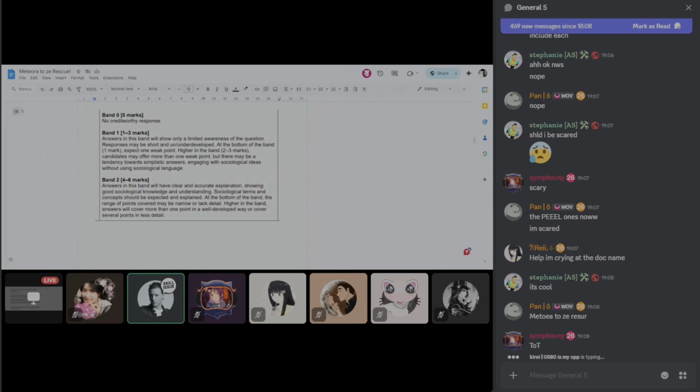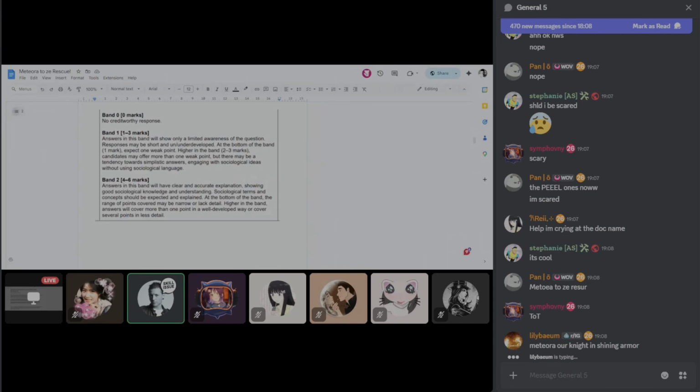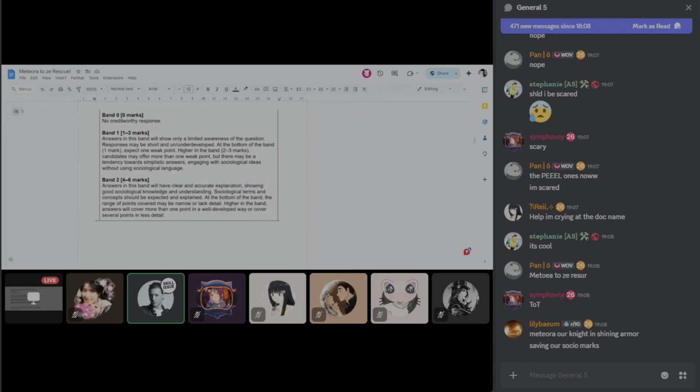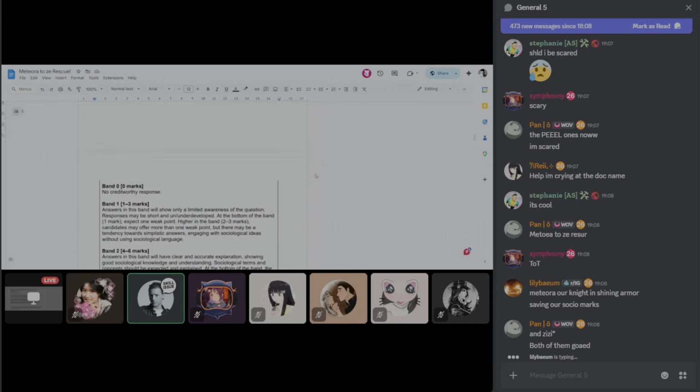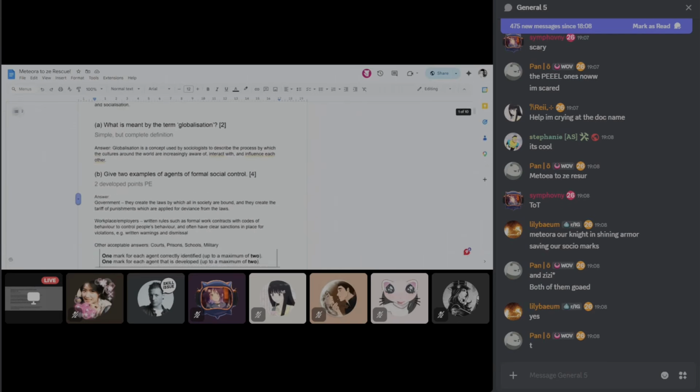And then your final band, band two, which all of you should aim for. You should have clear and accurate explanations showing good sociological knowledge and understanding. Your terms and concepts should be expected and explained. At the bottom of the band, your range of points will be a bit narrow or they might lack development, but higher in the band, your points will be more developed and they will cover far more points.